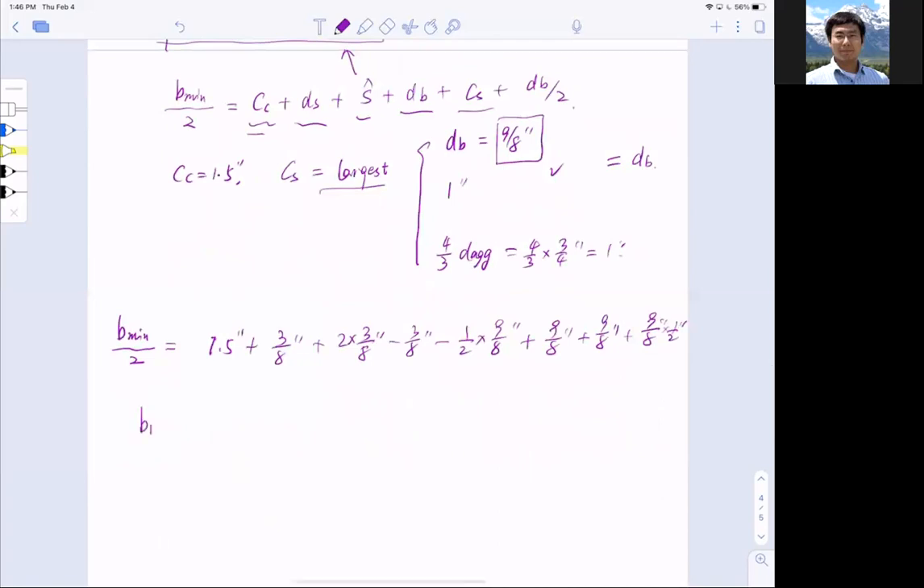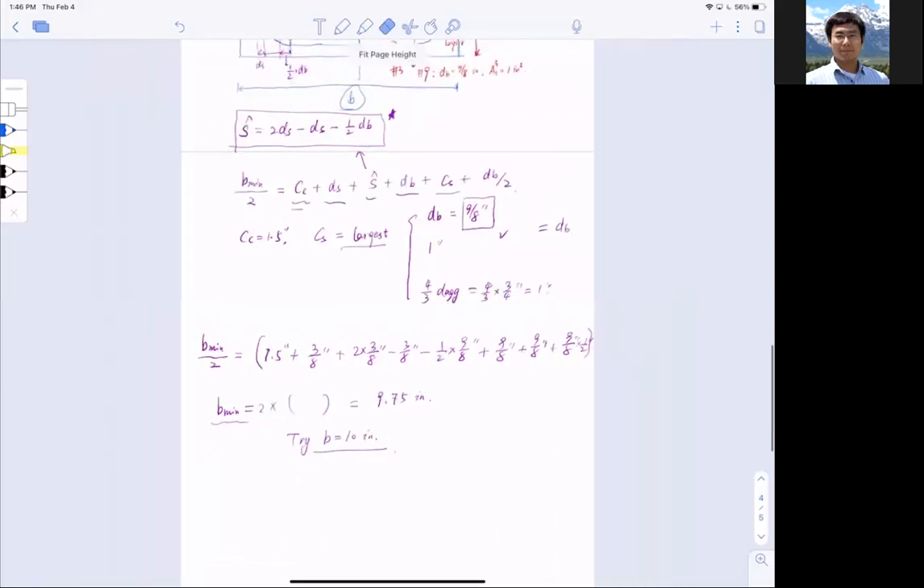Please help me check this algebra, but what I got essentially for the minimum beam width is 9.75 inch. Check me afterwards. Now, be careful, this is the minimum beam width. So what beam width do you want to design? I will try a wholesome number. So let B equal 10 inch.